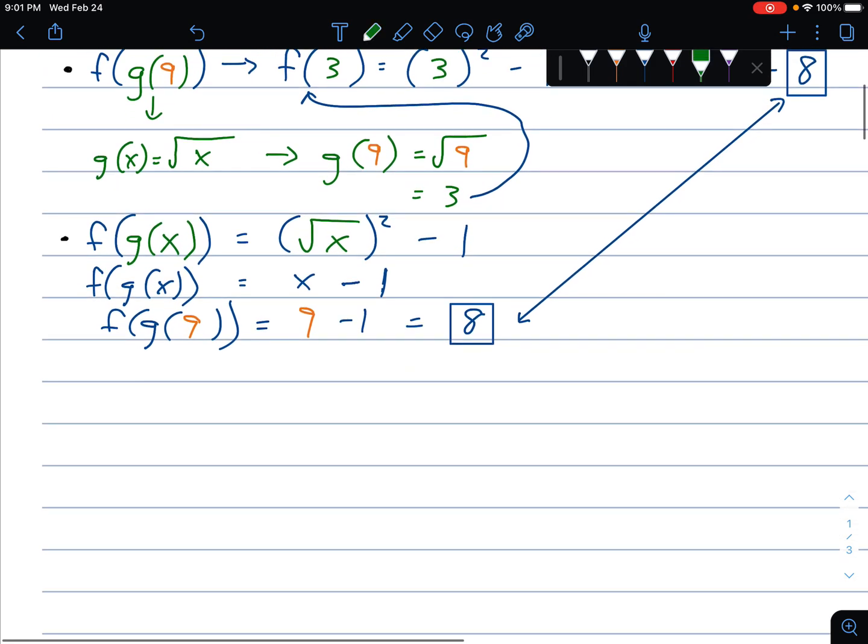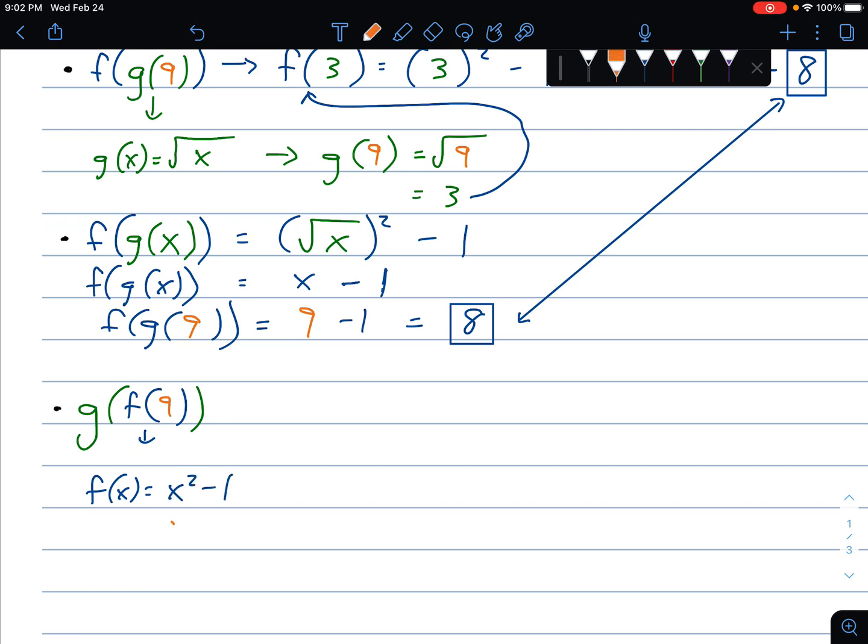Okay, but now let's kind of reverse it. So let's say g was the outside function, and I had g of f of x, and I'll make the x 9 again. We'll do the same thing. Okay, so my f function is x squared minus 1. What happens if that's 9? What would I get as a result with 9? Well, I see here, I would get 81 minus 1, I'd get 80. So f of 9 is 80.